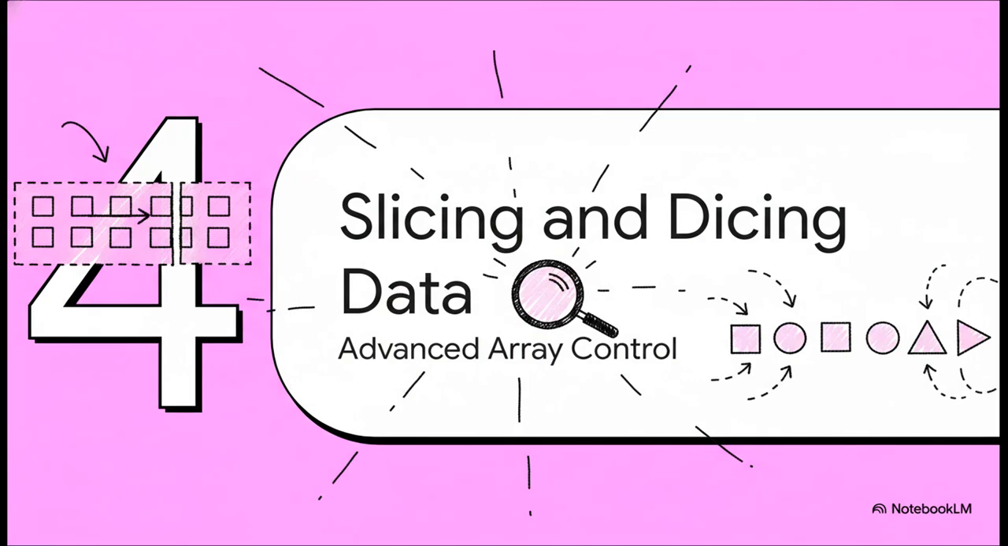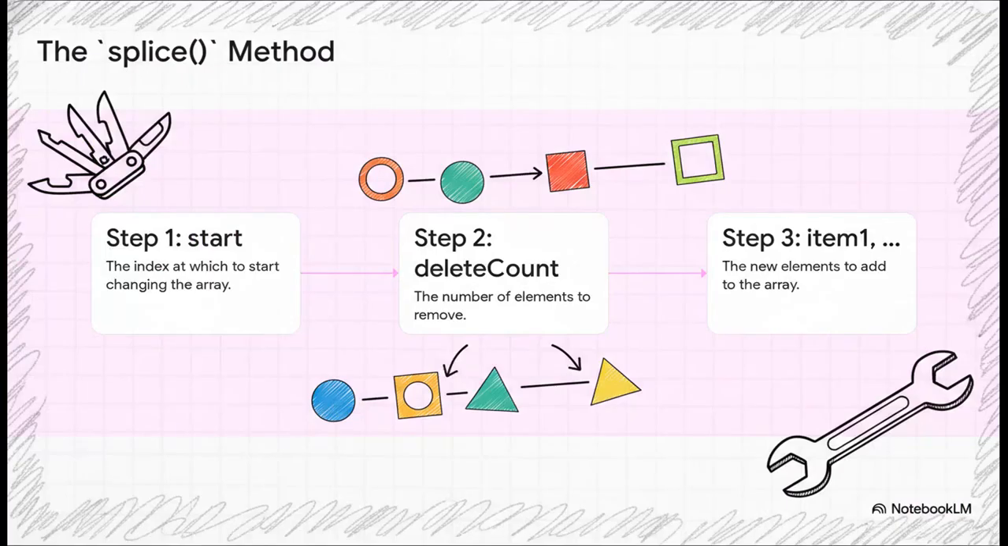Those tools are fantastic for working with the ends of an array, but what if you need to perform surgery right in the middle of your list? This is where splice comes in. And trust me, this thing is the Swiss Army knife of arrays. It lets you do 3 things in one go.